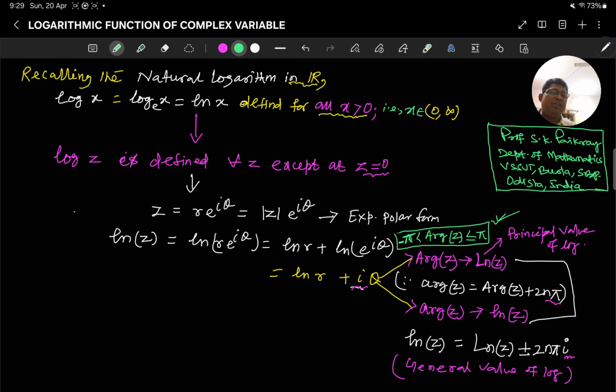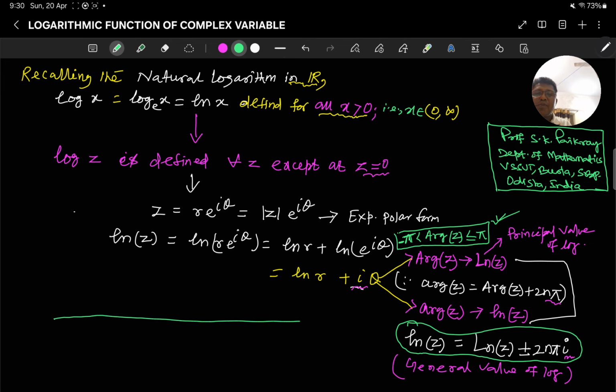So for the detailed discussion of the logarithmic function, we must know the argument of z. First we have to find the principal argument and accordingly the principal value of log, and it will be followed by the general one. From this point of view, let me remind you how to find the principal argument. As you know, the principal argument has to lie in between this range.